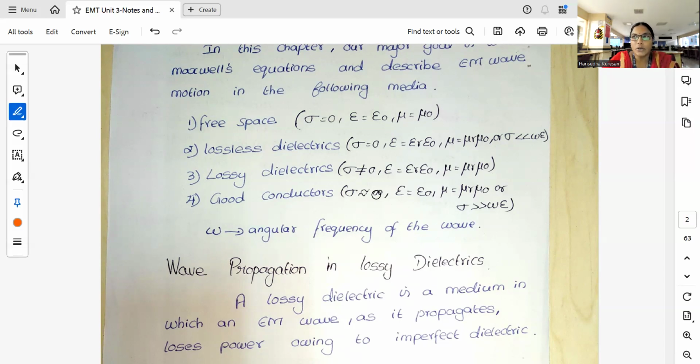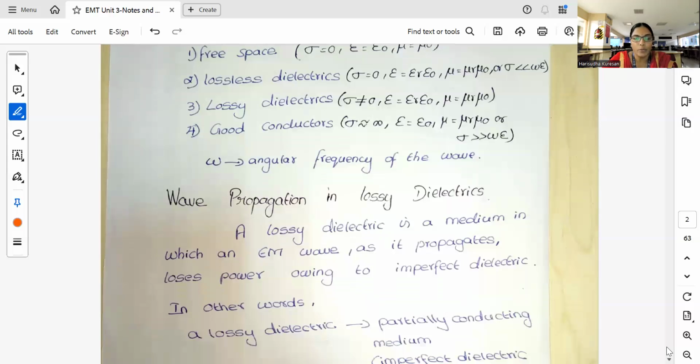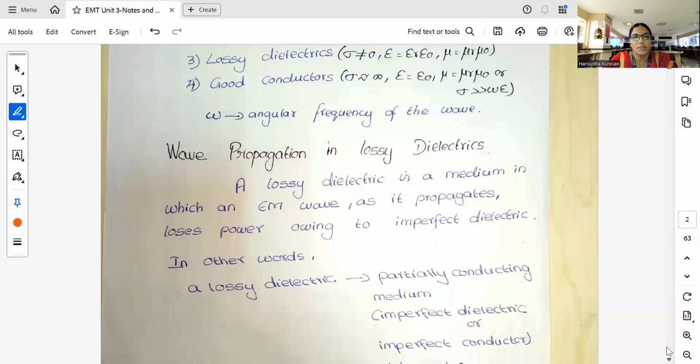For a good conductor, your sigma is approximately equal to infinity, your epsilon is equal to epsilon naught, and your mu is equal to mu naught into mu r, or else you can say sigma is much greater than omega into epsilon, where omega is nothing but the angular frequency of the wave. So first we'll see about the wave propagation in the lossy dielectric.